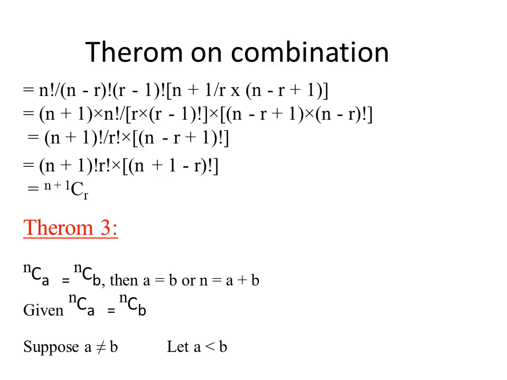In theorem 3, we have: if nCa is equal to nCb, then a is equal to b or n is equal to a plus b. Given nCa is equal to nCb. Suppose a is not equal to b. Let us consider a is less than b.